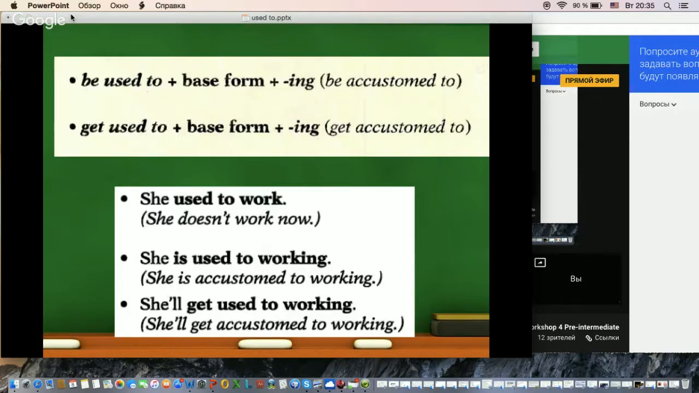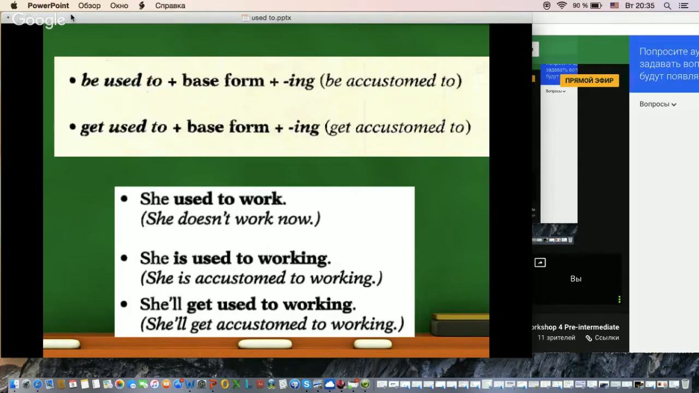Другая конструкция, в которой вместо глагола to be мы используем get. So get used to doing something. She'll get used to working. This construction is used when we talk about the process of something becoming normal for us. То есть эта конструкция используется тогда, когда мы говорим о чем-то, что становится для нас обыденным, несложным, нормальным и больше не вызывает у нас никаких трудностей.